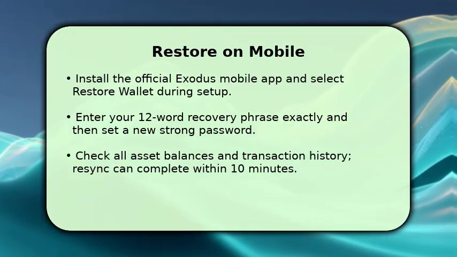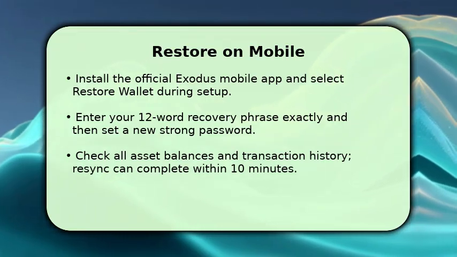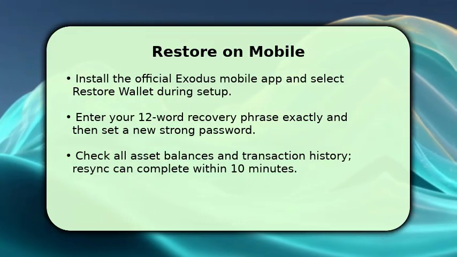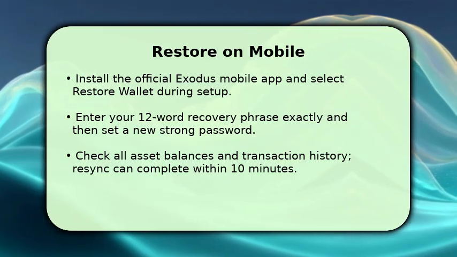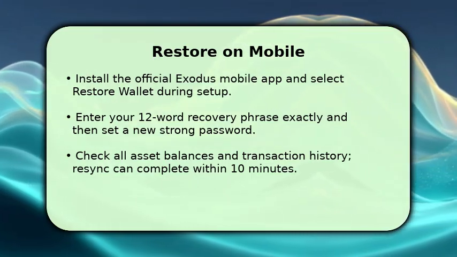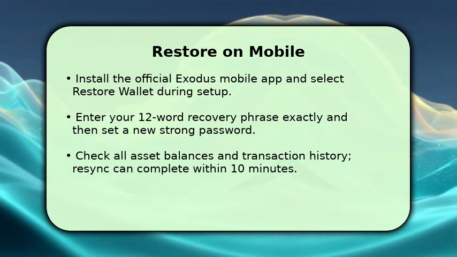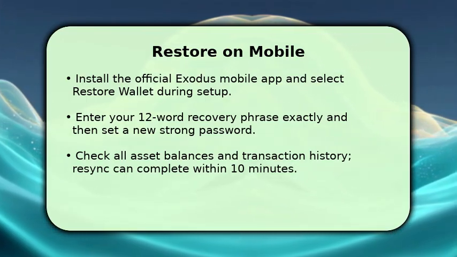Enter your 12-word recovery phrase exactly as written, then set a new strong password to encrypt the app on your device. Allow the app to complete background synchronization. Check all asset balances and transaction history after syncing. If any assets use external wallets or tokens, re-add them via Wallet Manage Assets. Do not use the recovery phrase on untrusted sites or share it, or you risk immediate loss of funds.